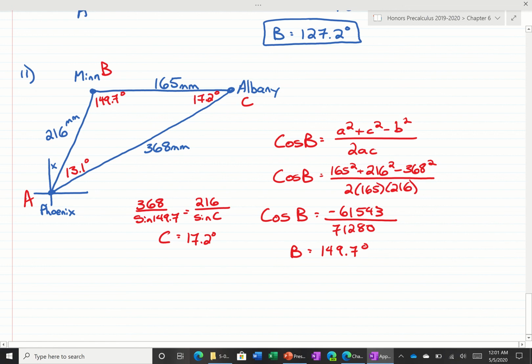And let's see what else. Well, if we draw that crosshair there, and that's the same crosshair as right here, this angle would be the same as this angle, alternate interior angles. That would be 17.2. So angle X would be 90 degrees minus 13.1 minus 17.2, which is 59.7.